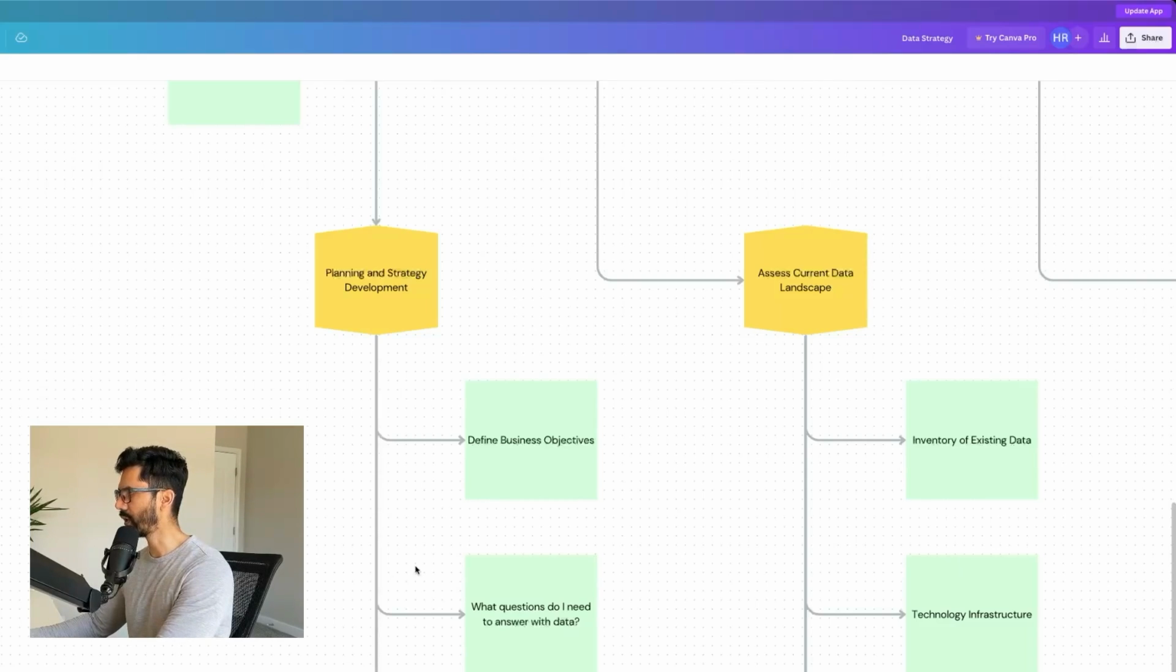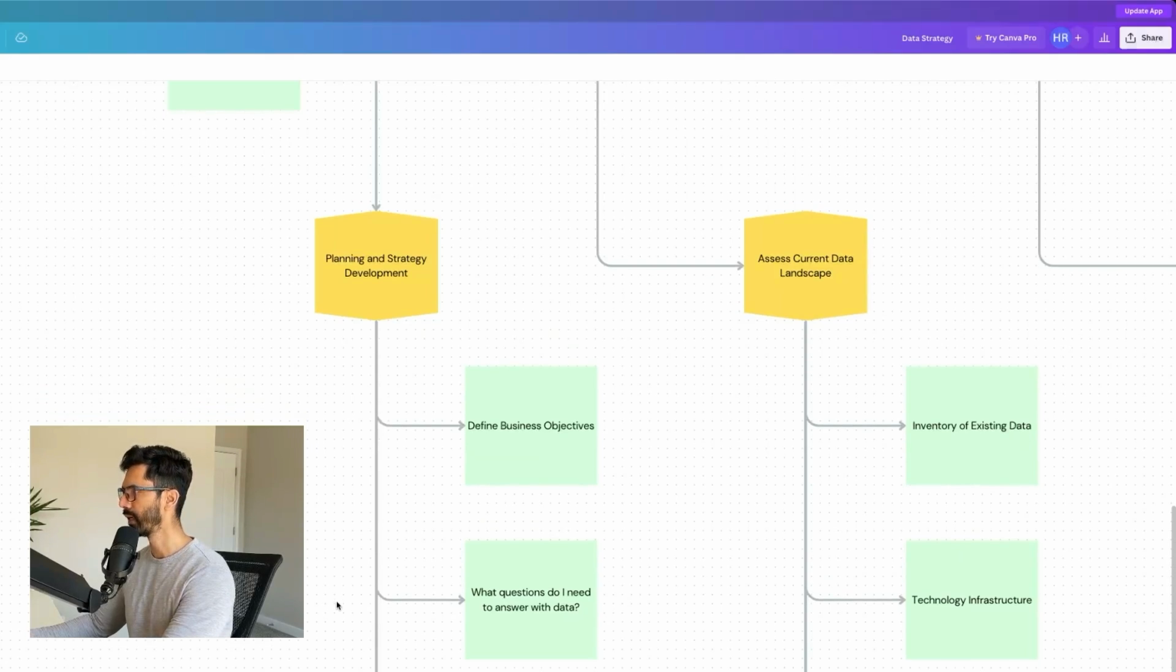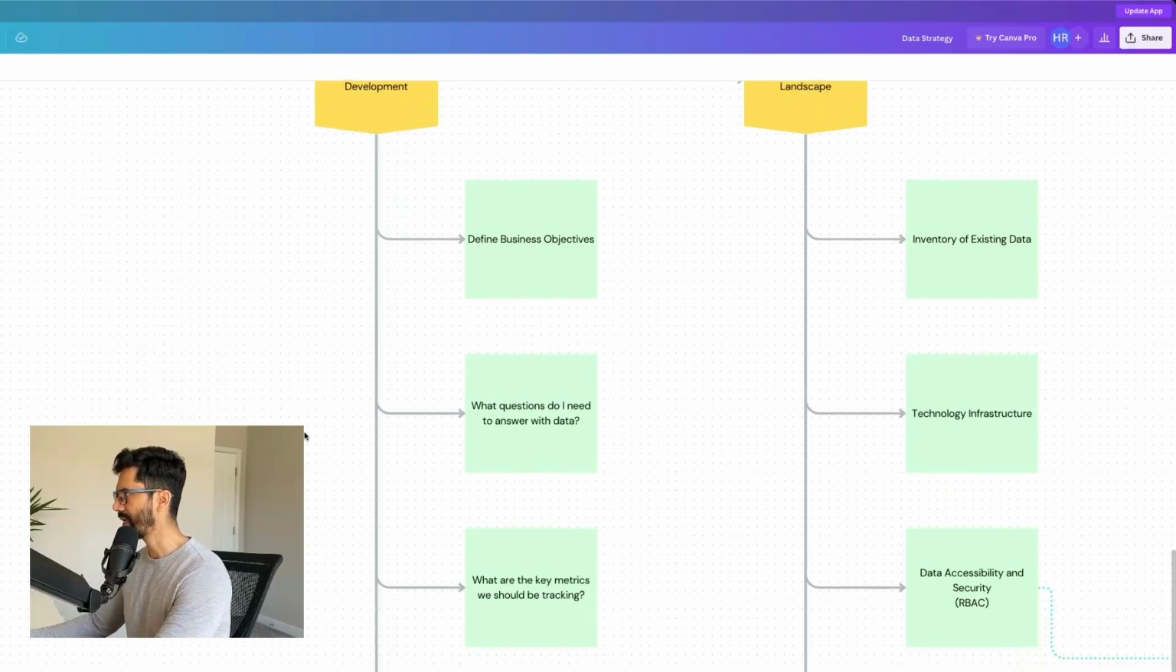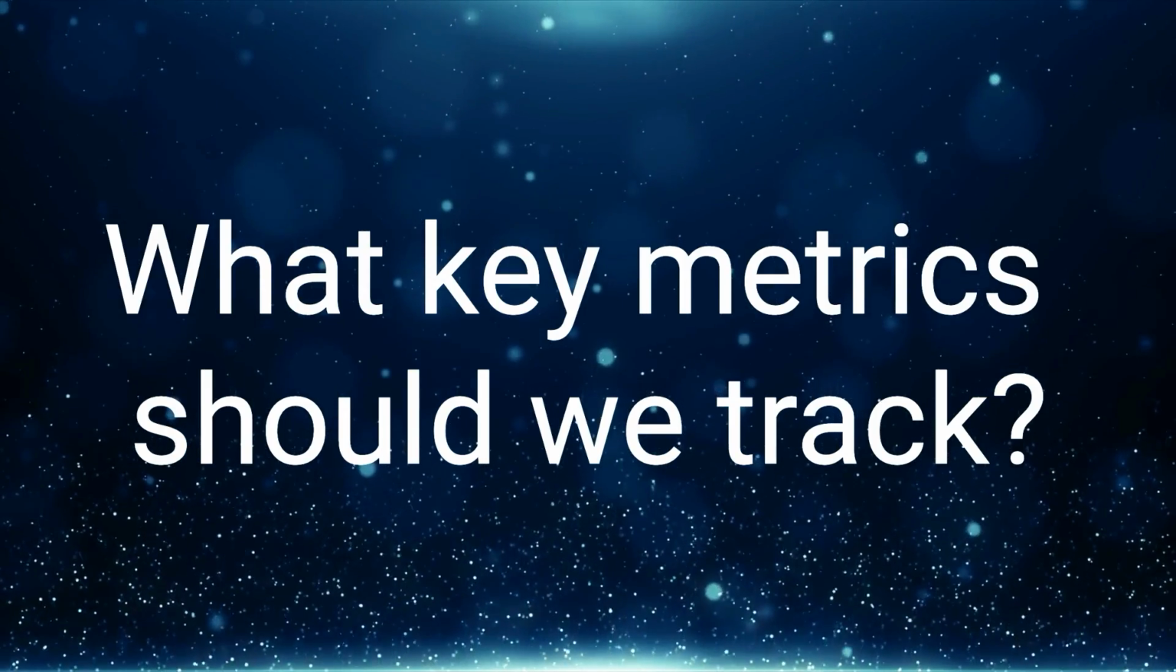Now we needed to talk about what questions do I need to answer with this data. And one of the questions was, how are the principals and the assistant principals doing in the school? What's their track record like over time? Do they need help anywhere? So that's how we defined our questions. And then what key metrics should we be tracking?